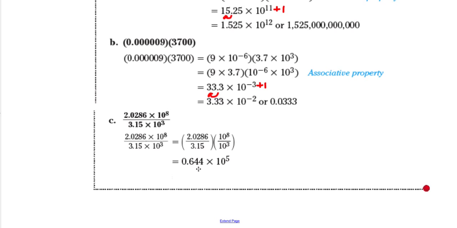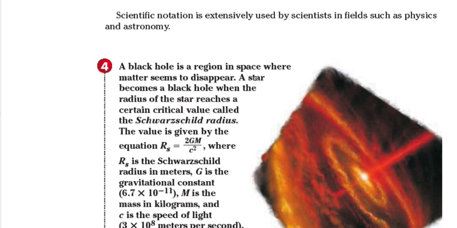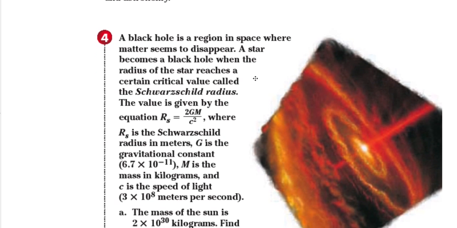And if you notice, 0.644 is less than 1. Remember, the first number should be greater than or equal to 1. So in order to do that, we need to move that decimal one space to the right. And once we move that decimal one space to the right, instead of now adding, which we did in the previous example, we are now subtracting. So we're subtracting 1 from 5 because we moved it one space to the right. Now we have 6.44 times 10 to the 4th power, or 64,400.